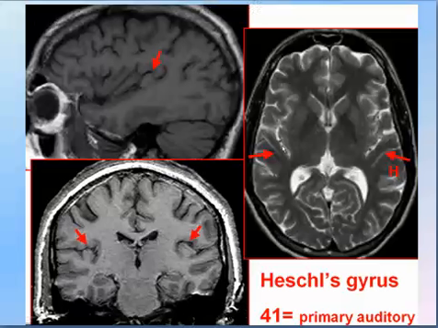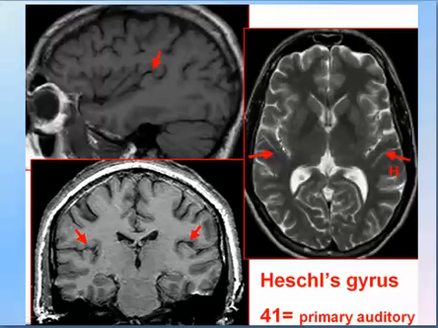Now here the Heschl's gyrus, and Heschl's gyrus is the one just parallel and just posterior to the sylvian fissure. Here it is. It is just as if something in close relation, following the same line as the sylvian fissure.